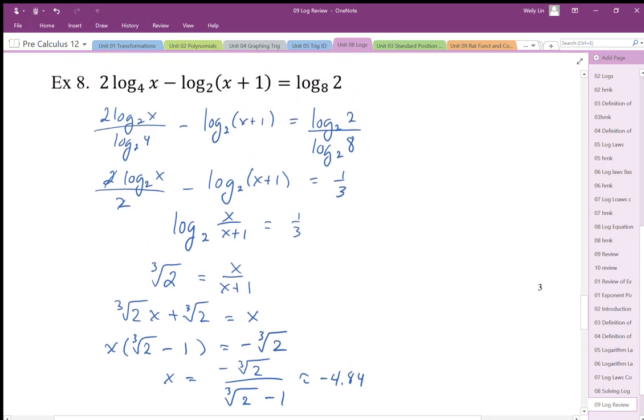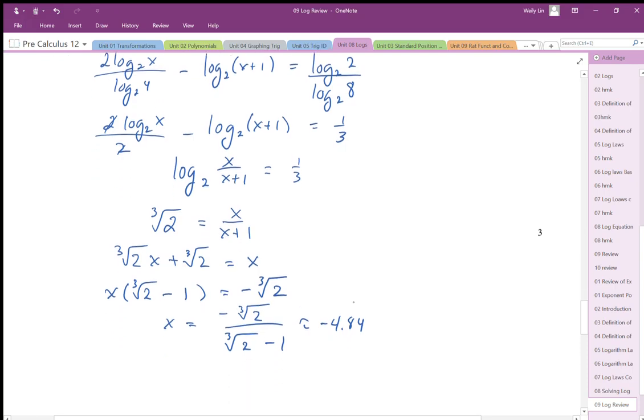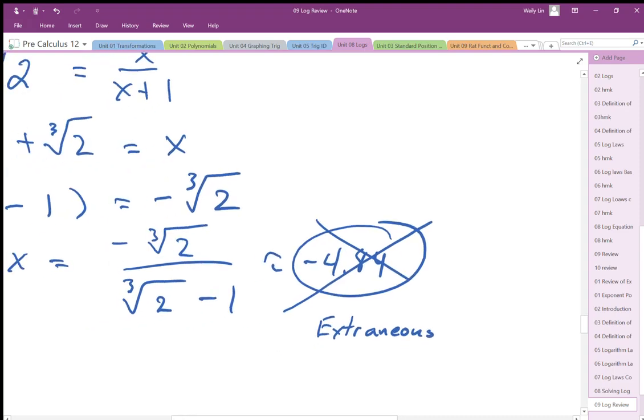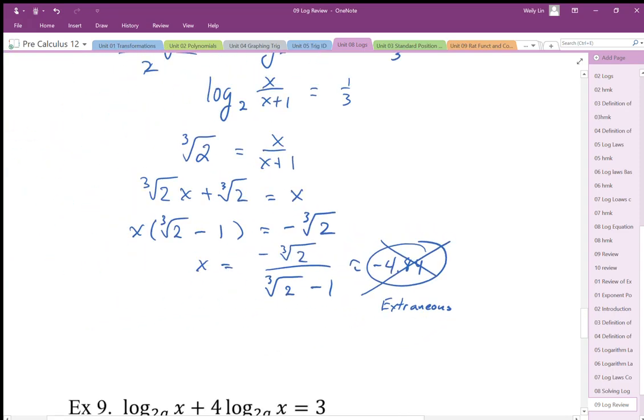So looking at this, I have to check to see if that's actually a viable solution. When I look at my x's here, if I put negative 4.84 into here, I get the log of negative numbers. So this is an extraneous solution. Okay, so there's my extraneous solution. So there's no solution for that problem.